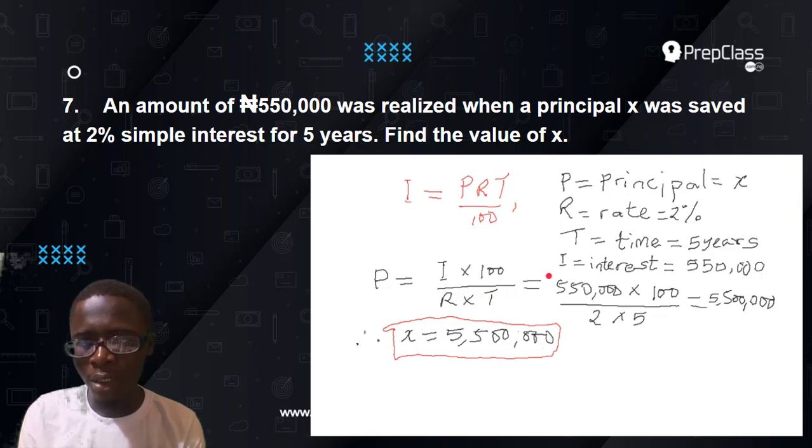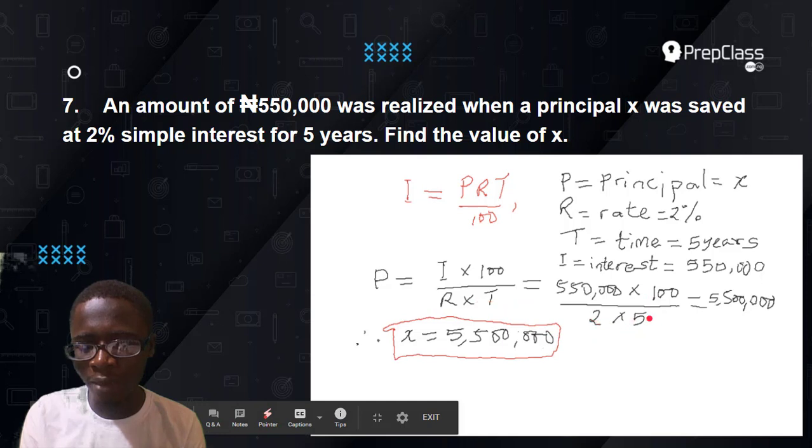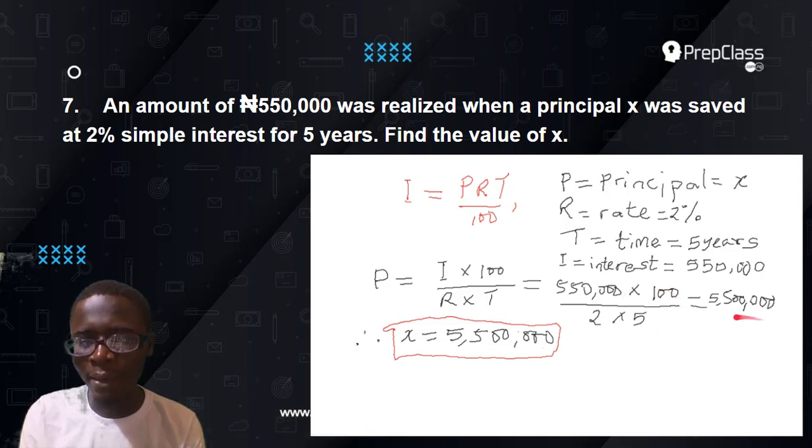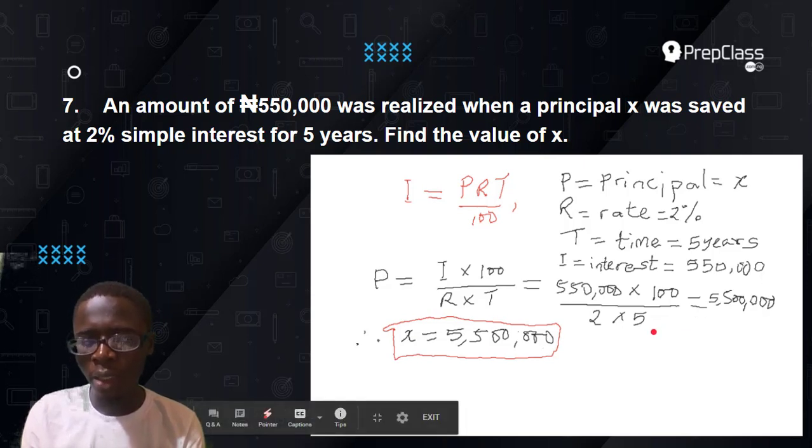So our interest is 550,000 here times 100. Our rate is given as 2%, and the time is given as 5 years. So by the time we carry out this operation, you discover that our answer is going to be 5.5 million. So it simply means at that rate of getting 550,000, then we will need as much an amount as 5.5 million naira to realize that.